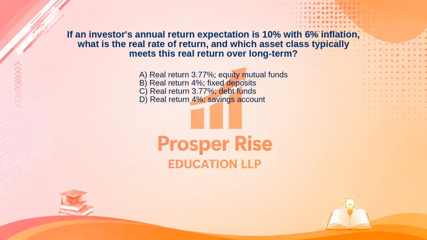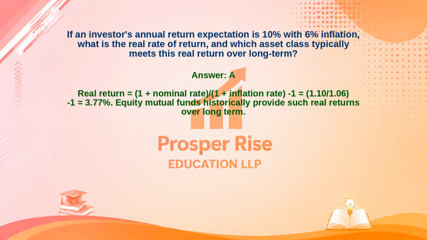Take a moment to pause the video and decide. The correct answer is Option A. Let's see why. Real return equals (1 plus nominal rate) divided by (1 plus inflation rate) minus 1 equals 1.10 / 1.06 minus 1 equals 3.77%. Equity mutual funds historically provide such real returns over the long term.